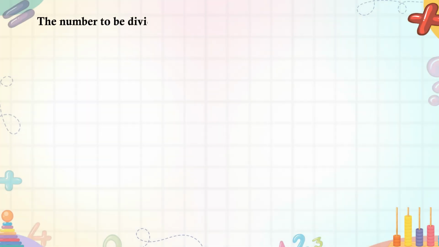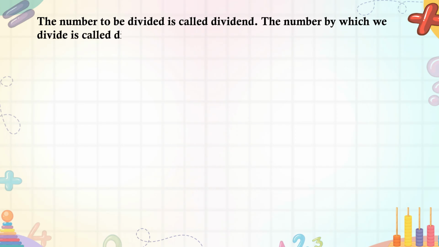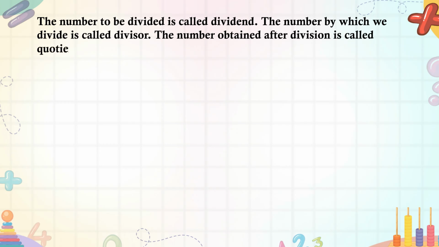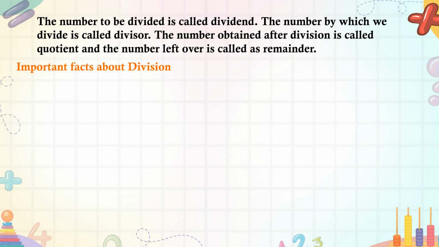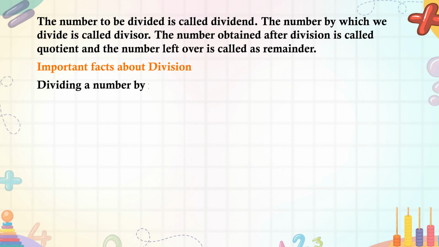Division of large numbers. The number to be divided is called dividend. The number by which we divide is called divisor. The number obtained after division is called quotient, and the number left over is called remainder. Important facts about division. Dividing a number by itself is equal to 1. 4,394 divide 4,394 is equal to 1.